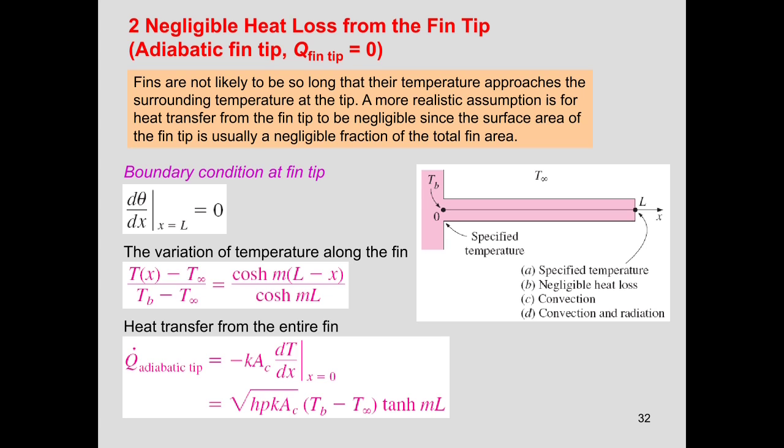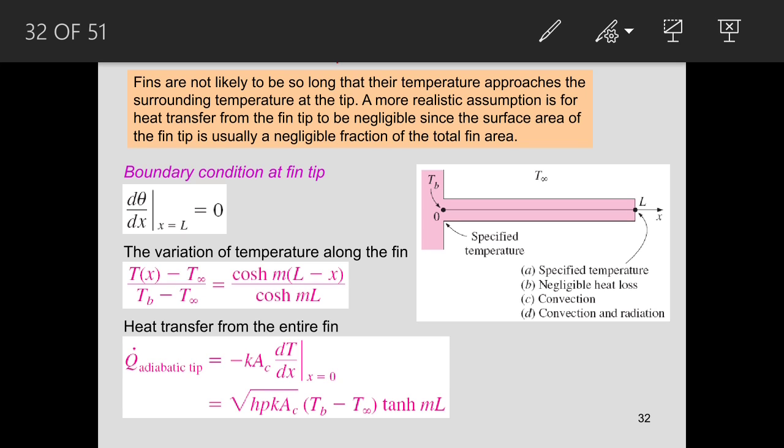So for that we have the boundary condition d theta by dx at x equal to L is equal to 0. This is our boundary condition. The first boundary condition: if we substitute x equal to 0, theta of 0 is equal to Tb minus T infinity. And the second boundary condition, at the fin tip, d theta by dx at x equal to L is equal to 0, which means there is no heat transfer. If you substitute this, then what will we get?